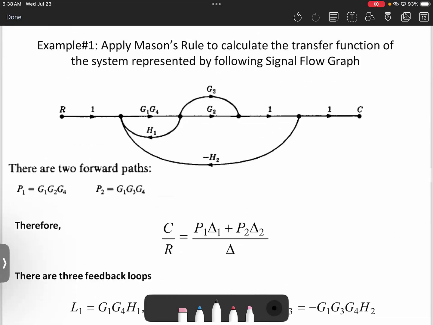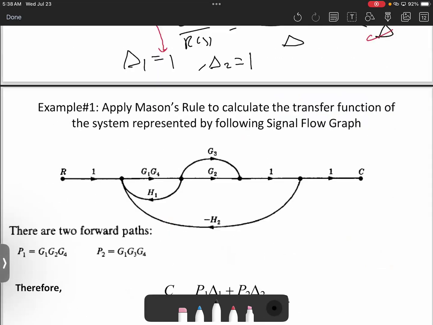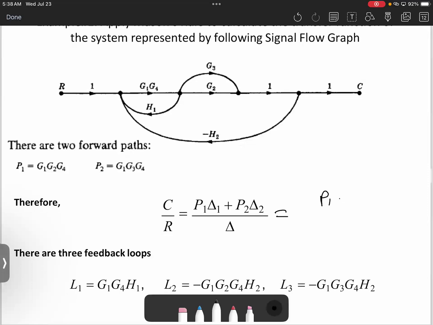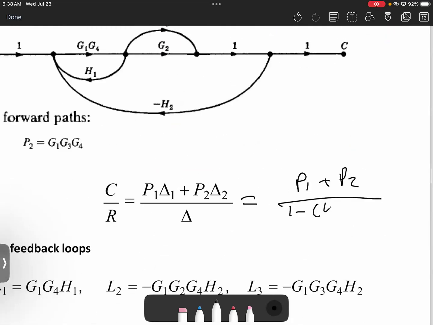P1 delta 1 plus P2 delta 2 divided by delta. You can substitute the variables. We already calculated it as, I would say P1 plus P2, because all of them times 1, divided by delta, 1 minus, in brackets, L1 plus L2 plus L3. Okay? Now, I'm almost done. I mean, I'm done with Mason's rule. The thing that remains is the calculation. Substitute P1, P2, L1, L2, L3. Just substitute them.